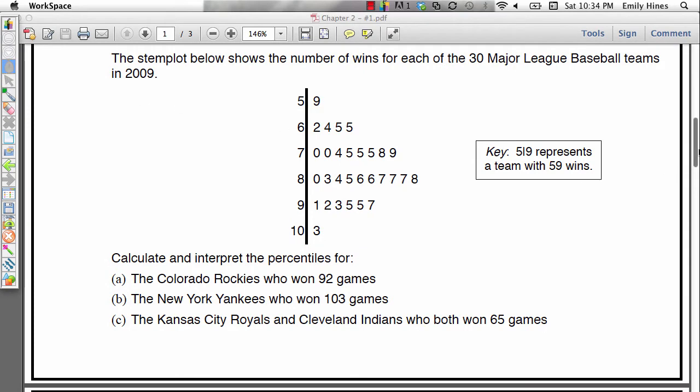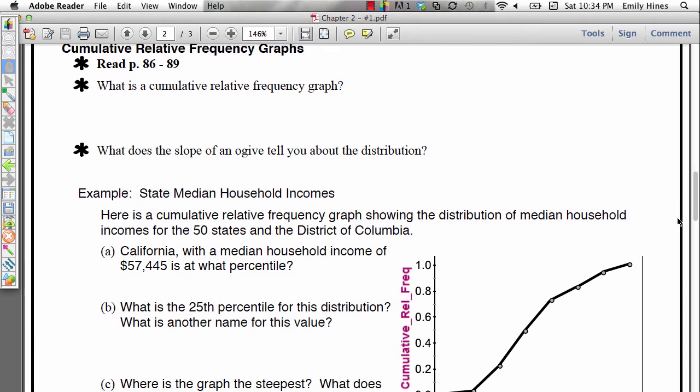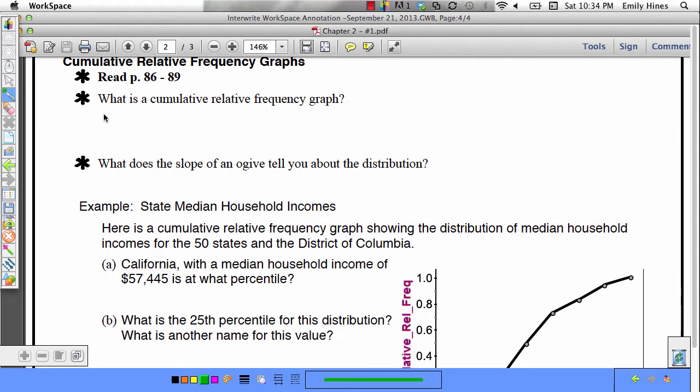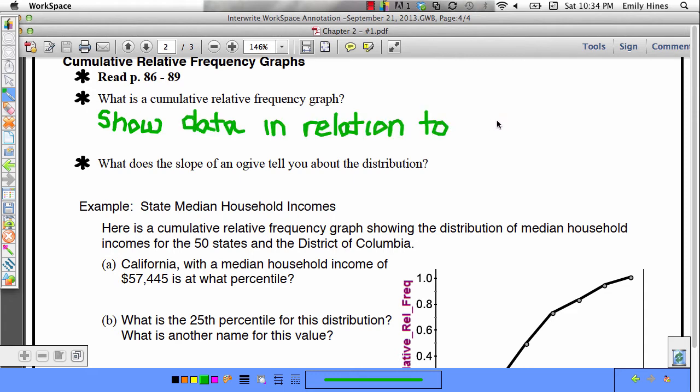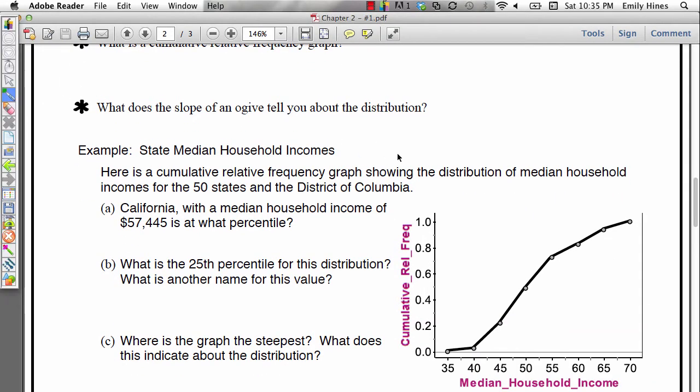Okay. Another way that we can look at a data point's position is with a cumulative relative frequency graph. Cumulative relative frequency graphs show the data in relation to their position with all the other data, as well as the total. Okay, and I'm actually going to scroll down a little bit so I can get it on the screen. Okay, so this is a cumulative relative frequency graph. Median household income for the 50 states and the District of Columbia, and it's difficult to see. There we go, x-axis, so I'm going to scroll down some.